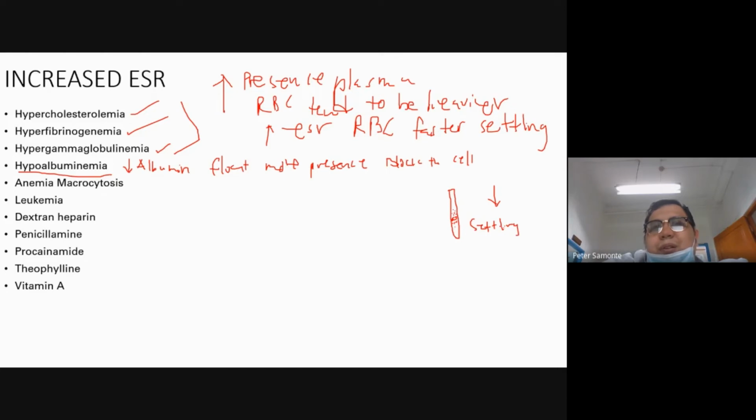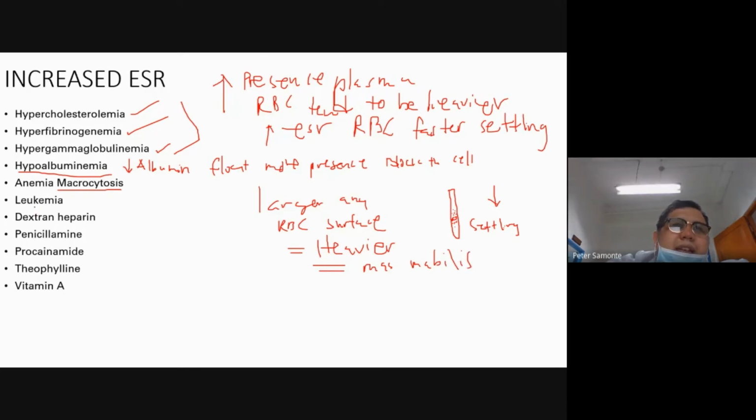They would no longer be blocking or stopping the red blood cells from settling. Then we also have anemia and macrocytosis. So with macrocytosis, if you recall, larger ang RBC surface. And kapag larger ang RBC surface, most likely heavier si RBC. And kapag heavier si RBC, mas mabilis ang pag-settle, leading to increased ESR.